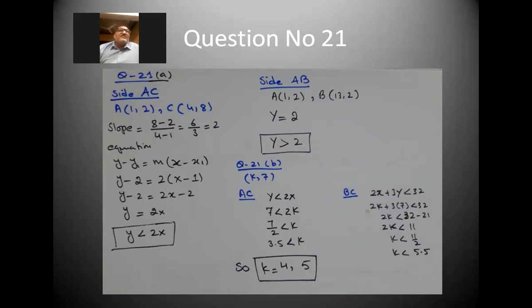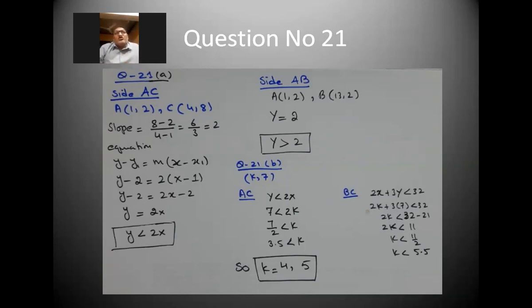And then I will check with the BC inequality, that was 2x plus 3y less than 32. Put the value of x as k and y as 7 in that inequality. So 2k plus 3 into 7 is less than 32. So 2k, and 3 into 7 is 21, take that to the other side. So you will have 2k less than 32 minus 21. So 2k less than 11, so k is less than 5.5.